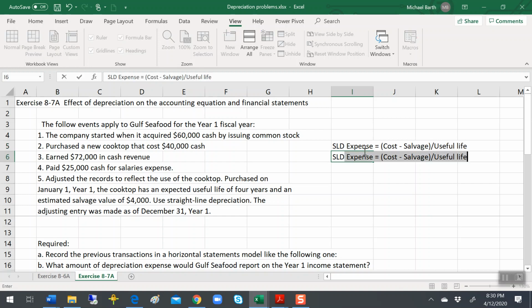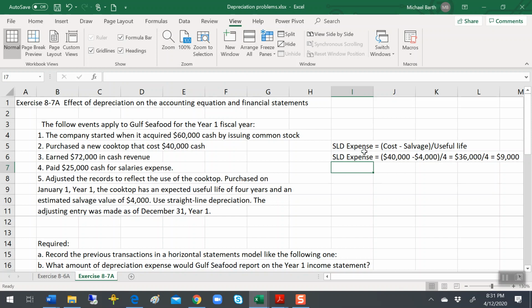So the straight line depreciation expense for this cooktop: the cooktop costs $40,000, which we get from line 2. In event 5, it says that the cooktop has a useful life of 4 years and a salvage value of $4,000. So that's equal to $36,000 divided over 4 years, which is $9,000 a year. Okay, so there's your depreciation expense.